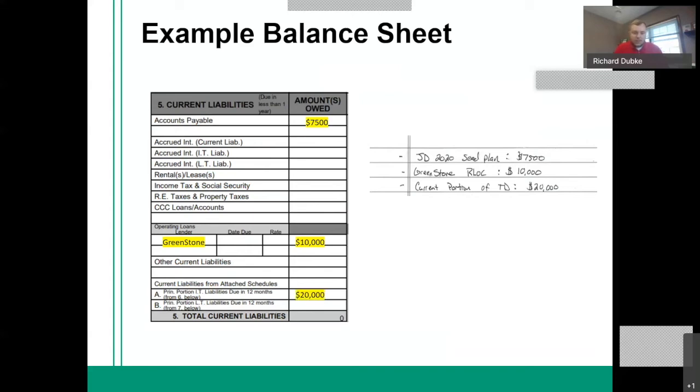Maybe current portion of term debt is a number that you don't know off the top of your head or are unfamiliar with calculating. You can either look a little deeper into that online or contact your lender or your financial advisor, and they'll be happy to come up with that number.